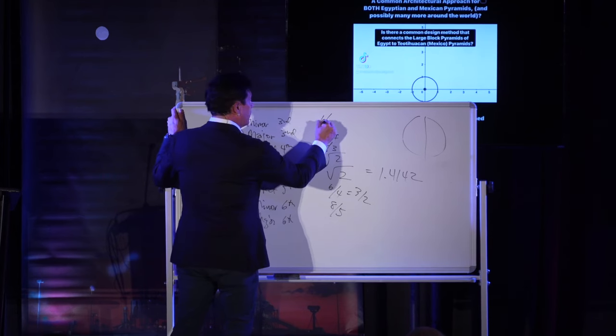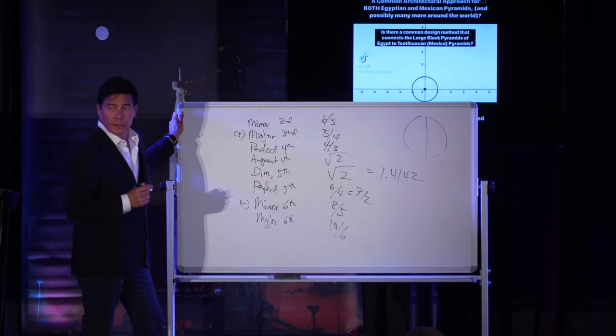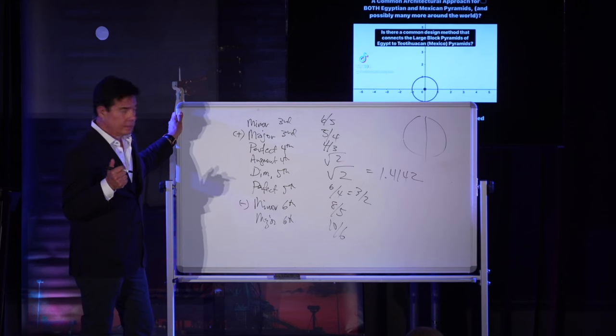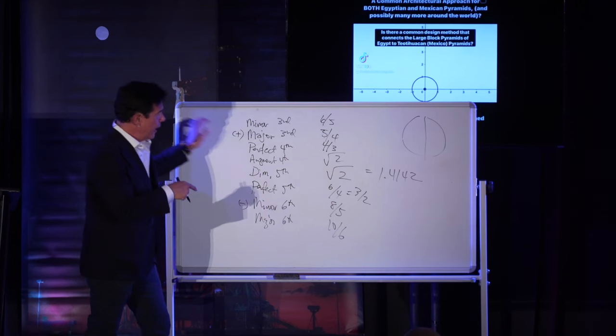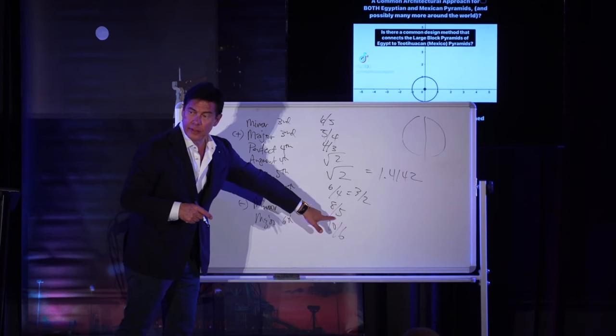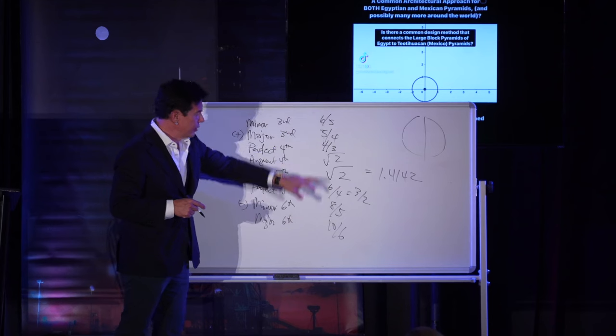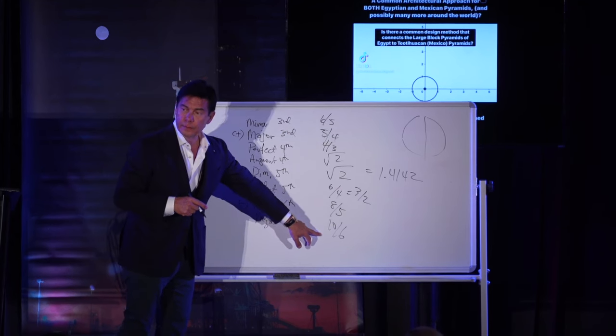And now this is 6/5 and 10/6. Okay, 5/4 versus 8/5. You just double the 4 to become 8 and then make it the denominator, right? The 5 becomes a denominator. The minor third is 6/5 and 10/6.